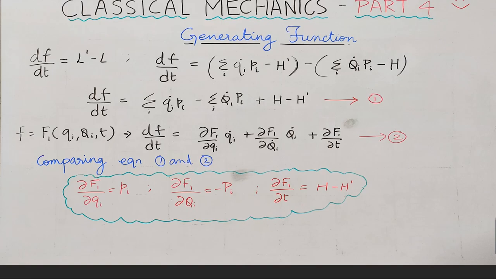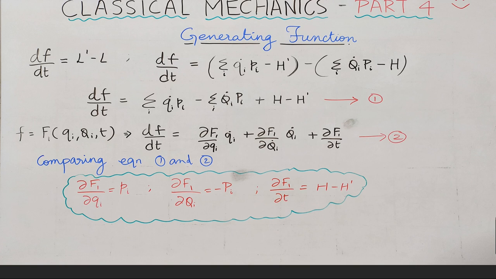So let us solve theoretically, like how to get the relation between the generating function, p and q and all those. So now from our last equation, we have df by dt is equal to L prime minus L, where L prime is the new Lagrangian and L is the old Lagrangian. So we are substituting that over here, and then on simplifying you get this first equation. And now let me take my first generating function, which depends on small q, capital Q, and t. So now I take the total derivative of this function, and on simplification you get this equation 2.